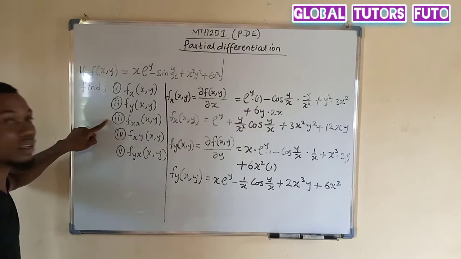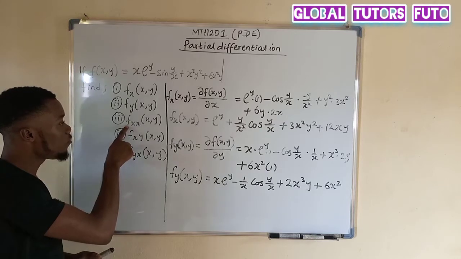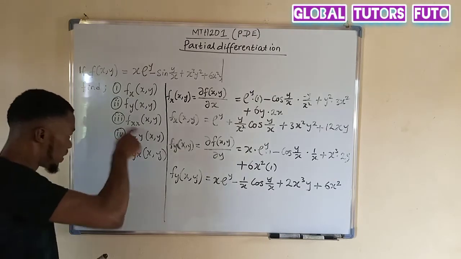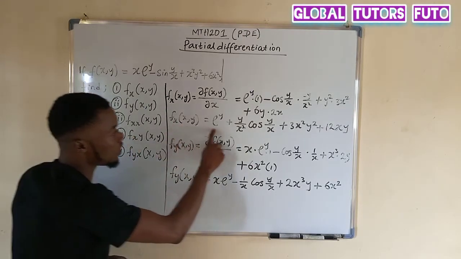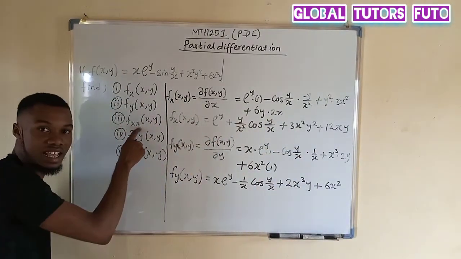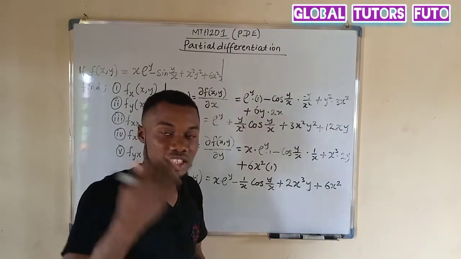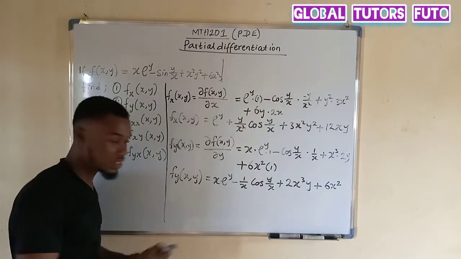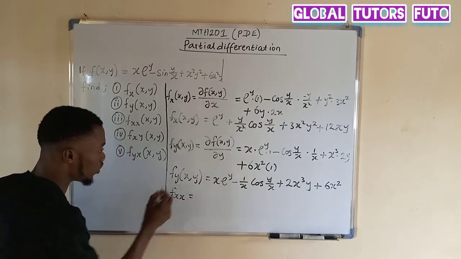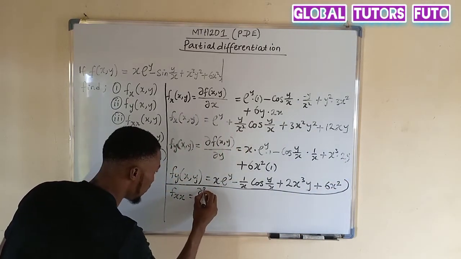Now for number 3, we are asked to get f sub xx. So it means that if we have gotten f sub x, we should differentiate it again with respect to x again. So look at our f sub x here. This is our f sub x. So for us to get f sub xx, we will differentiate this one again with respect to x. So let us get to it. So our f sub xx. So remember that this is f sub y, this is where this one ended. So we need f sub xx, which is the second derivative of the function.